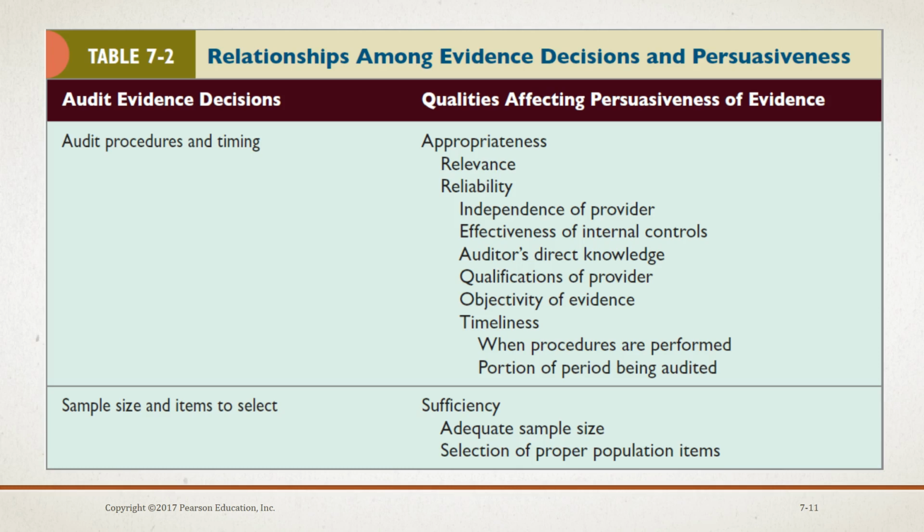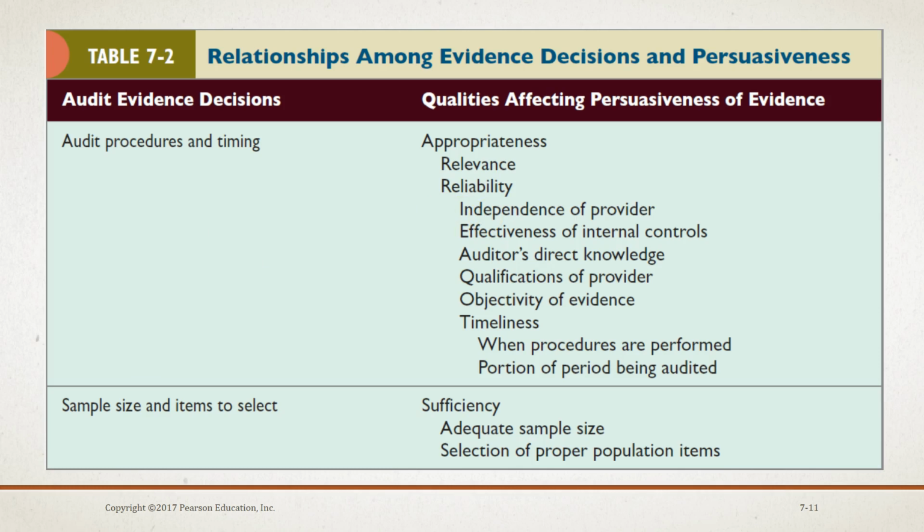And if we look at the relationship amongst audit evidence, decisions, and persuasiveness, this is really what we come up with. Audit procedures and timing. What are the qualities that affect persuasiveness of evidence? Is it appropriate, relevant, reliable? Reliable meaning how independent is it of the provider?